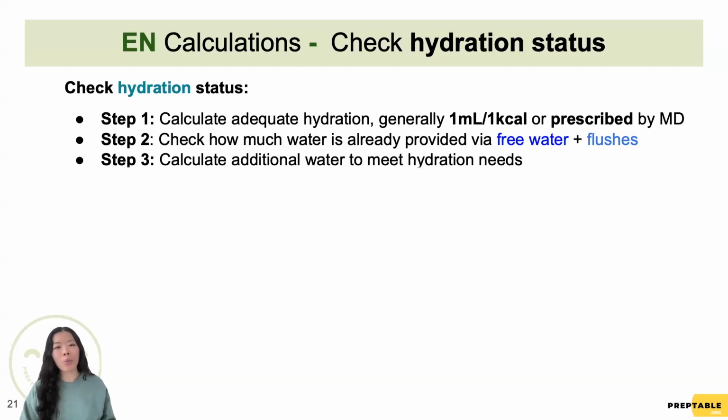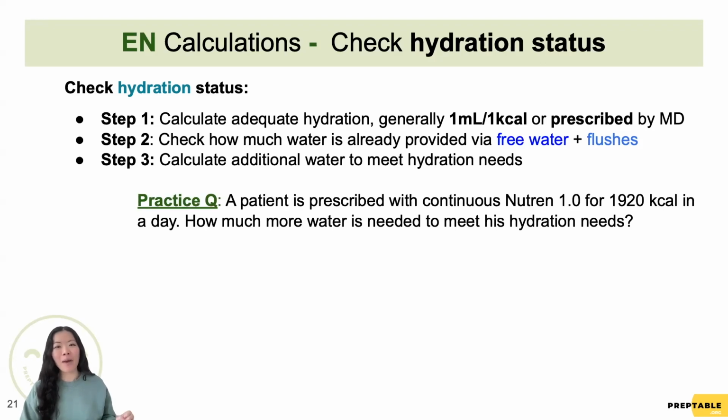Step 2, you want to check how much water is already provided via free water and flushes. Step 3, calculate the additional water to meet the patient's hydration needs. Let's do a practice question. A patient is prescribed continuous nutrient 1.0 for 1920 kcal in a day. Same scenario as before. How much more water is needed to meet his hydration needs?